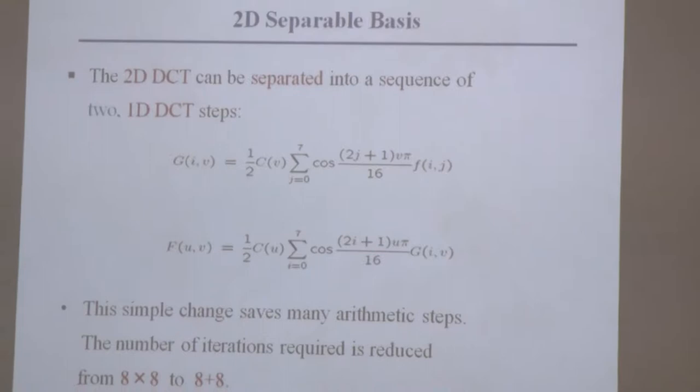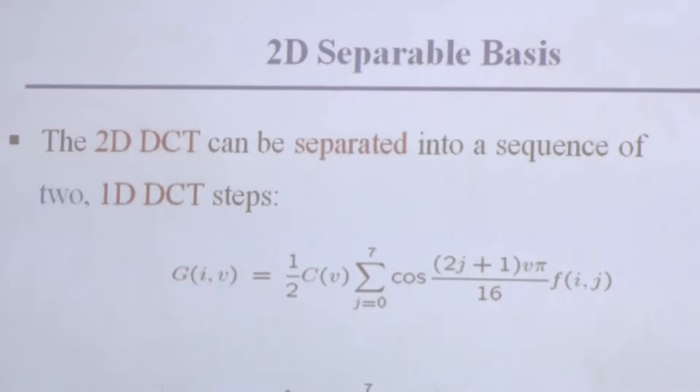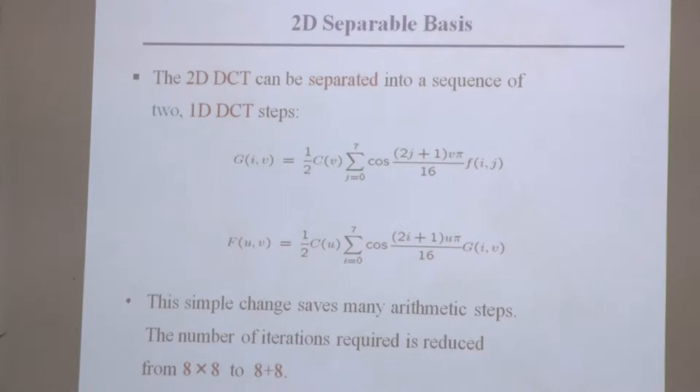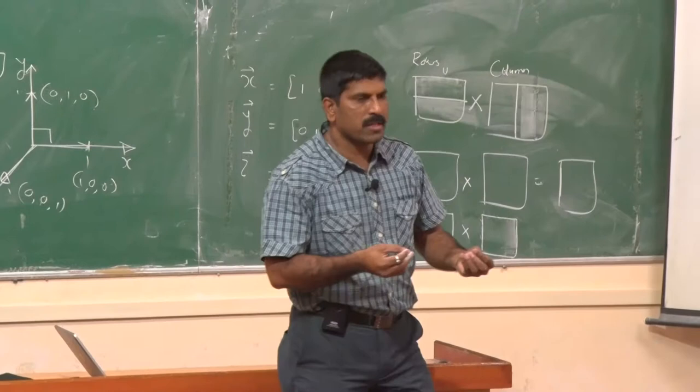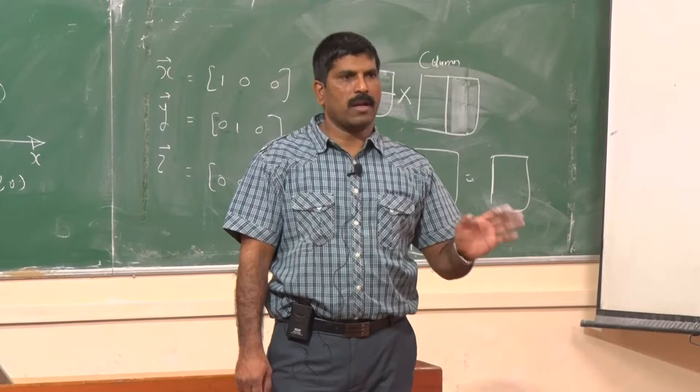First, what you do? You do convolution row-wise and then column-wise, and this saves many arithmetic steps, and the number of iterations required is 8+8 instead of 8x8. So, this finishes your discrete cosine transform. In that we have studied one-dimensional DCT, then properties of DCT, how to find the DCT of a given function or sequence, and after that we have studied the two-dimensional DCT and the basis function of this two-dimensional DCT.